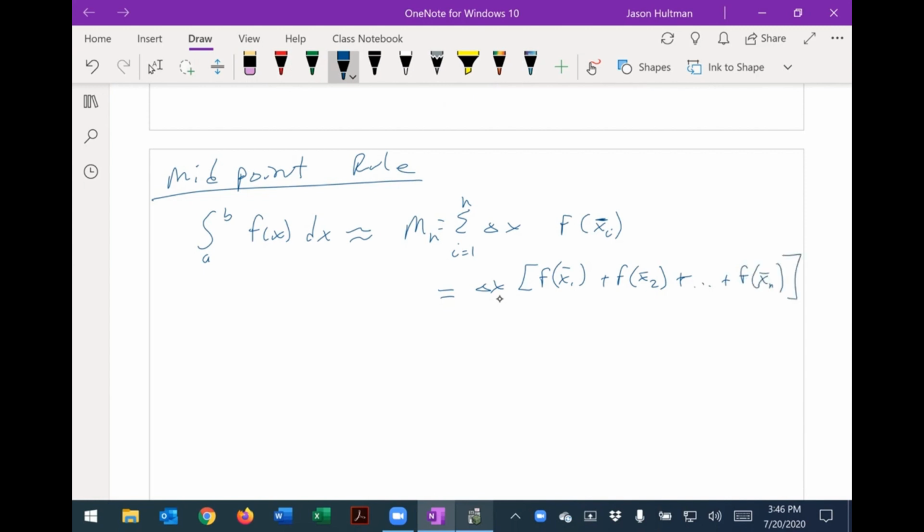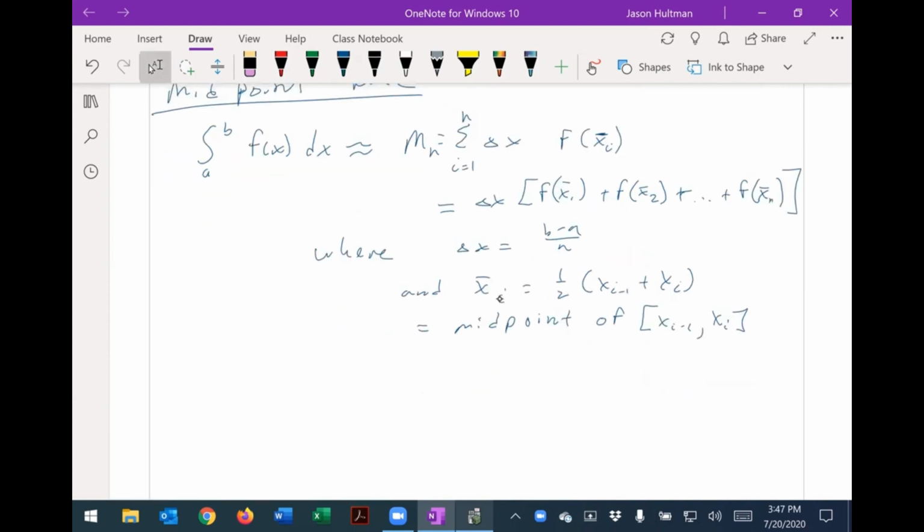where delta x is equal to (b minus a) over n, just like it was before, and x bar sub i is equal to 1/2 of (x sub i minus 1 plus x sub i), which is equal to the midpoint of x sub i minus 1 and x sub i.